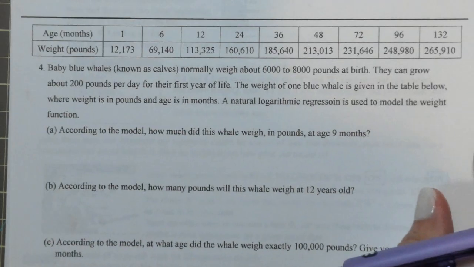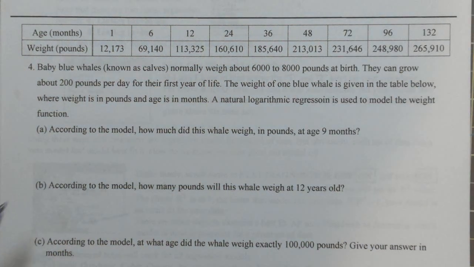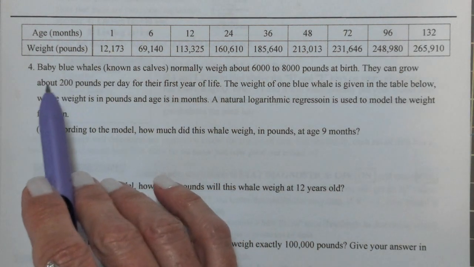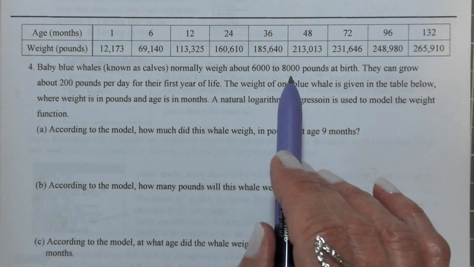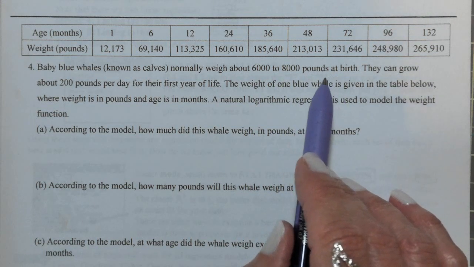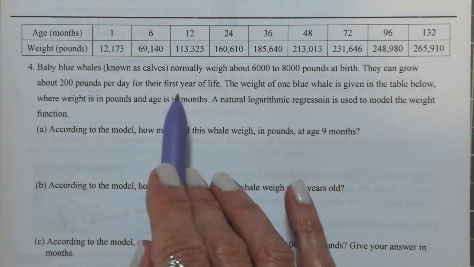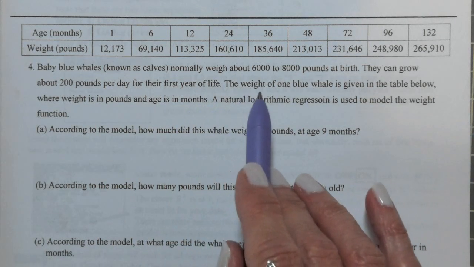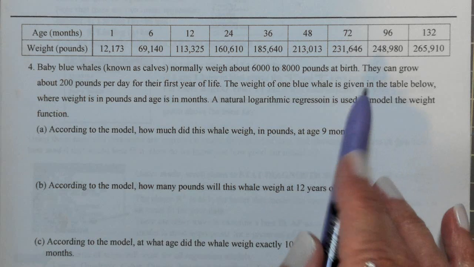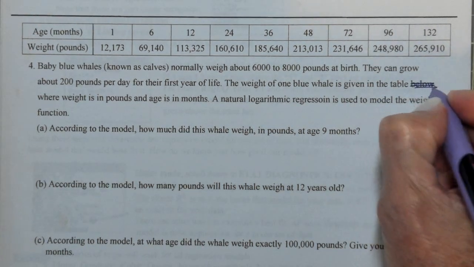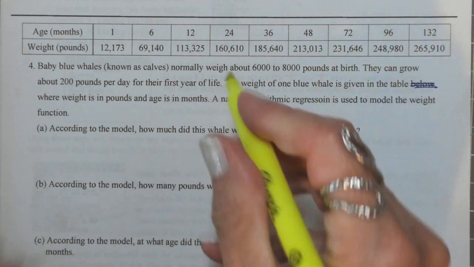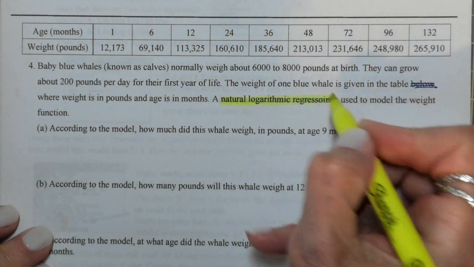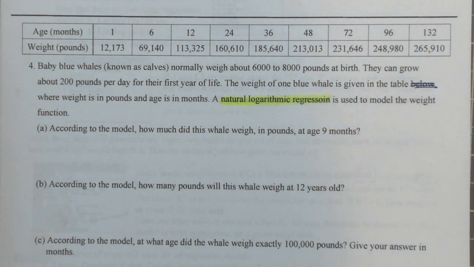Okay, I have one more example here. Okay, baby blue whales, known as calves, normally weigh about 6,000 to 8,000 pounds at birth. They can grow about 200 pounds a day for the first year of their life. The weight of one blue whale is given in the table above, where the weight is in pounds and the age is in months. A natural log regression is used to model the weight function.